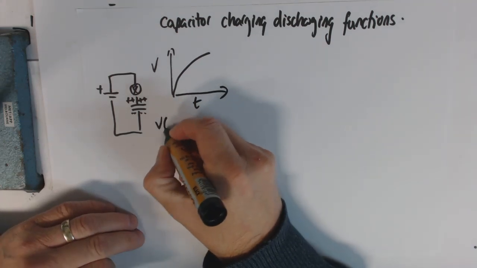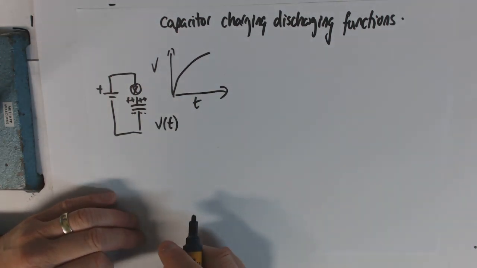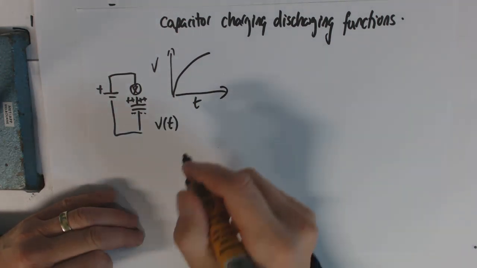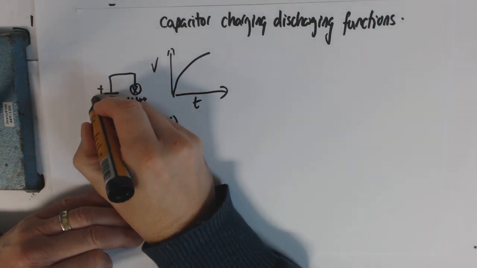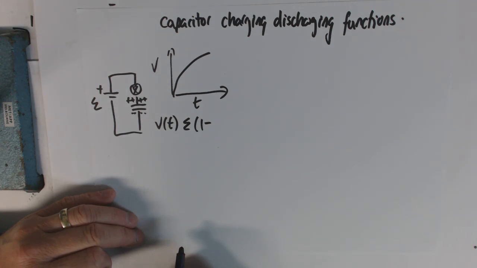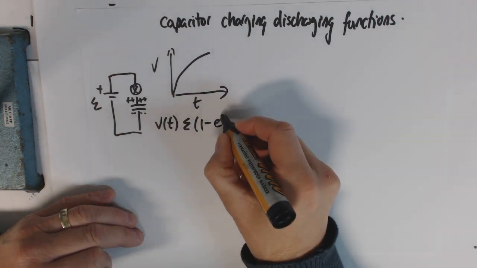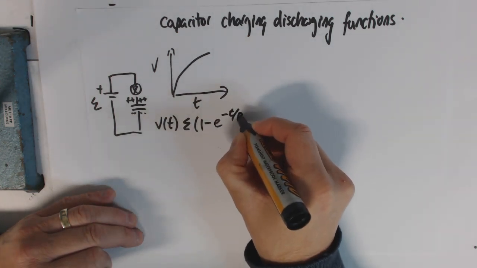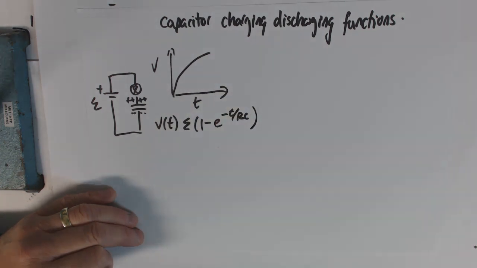It's a function of t, obviously, and this is the one that's a little bit trickier. But we start off with our EMF source, so we'll call that E, times 1 minus e to the minus t over RC. And that's the formula for the charging.